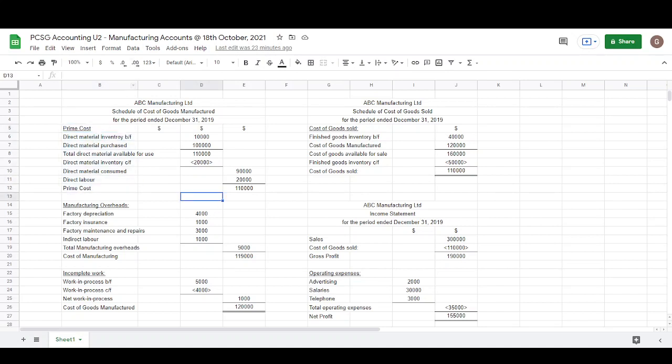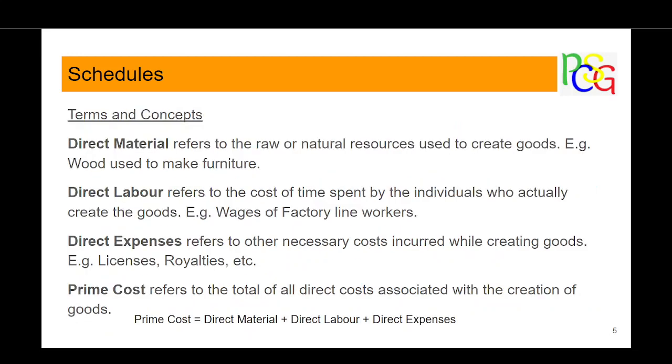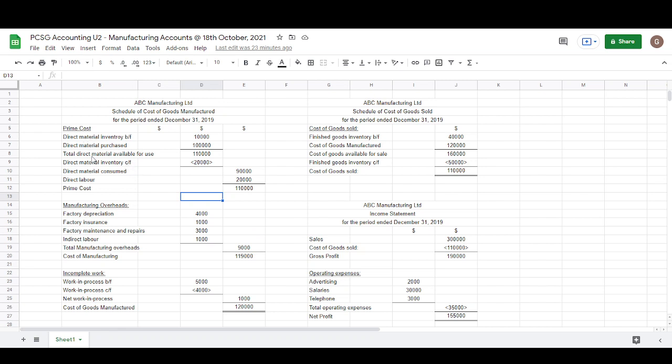As we said earlier in the lesson, in order to find prime cost, we have to find the total of direct material, direct labor, and direct expenses. I gave them to you, but we have to do a little working for the direct material. I said that beginning direct material inventory brought forward is 10,000. This was direct material that we had in inventory that wasn't used in the previous period that we brought over to this current period for use.